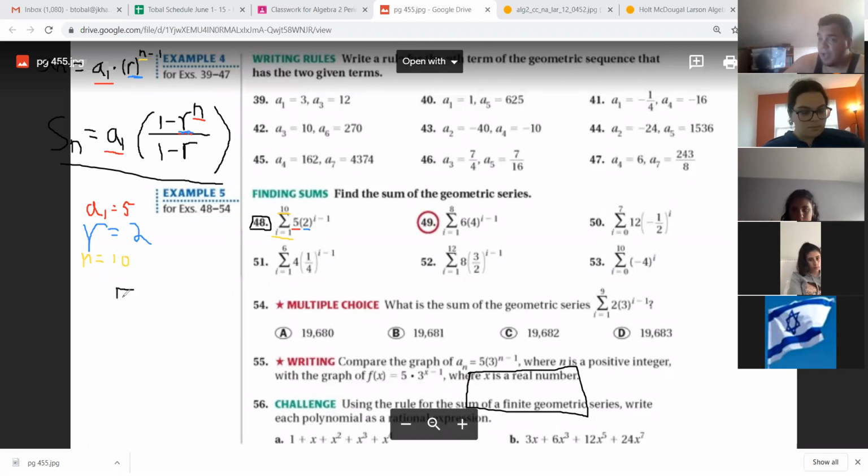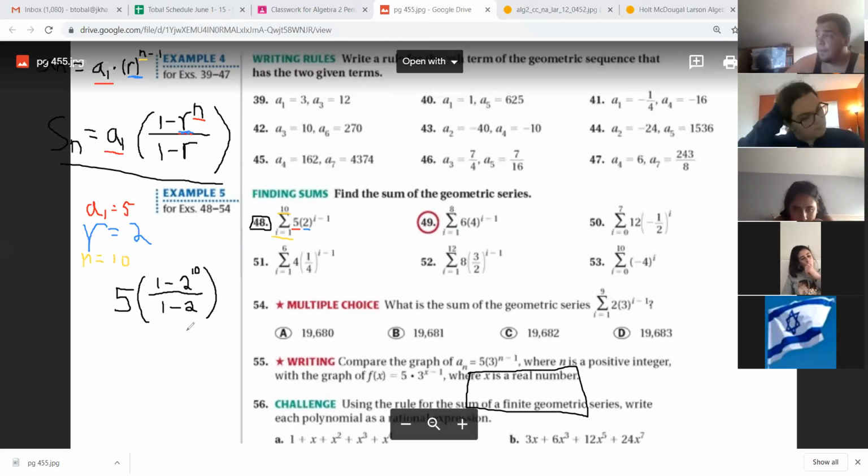So we have 5 parentheses 1 minus r to the n power. So that's 2 to the 10th power over 1 minus r, just r, which is 2. Close parentheses. Okay? So what happens here, and I guess I should say this is technically a little invisible 1 here, because that's our starting point, and we'll see how that affects things in another question. But that's that. So then we're going to do the math.